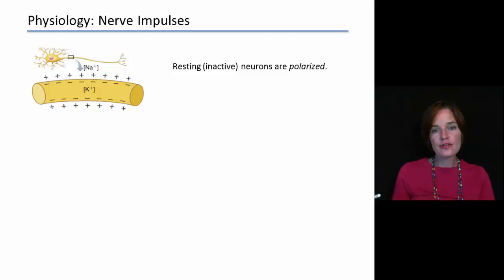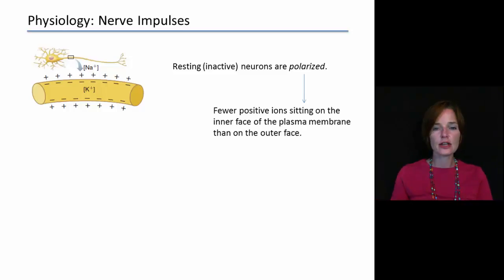If we look at the overall physiology of the nerve impulse, so how everything is going to work, we have a picture here that is showing us what the axon is going to look like. And in this picture, we have a resting or an inactive neuron. Inactive neurons are going to be polarized. And what we mean by that is that there are going to be fewer positive ions on the inner face of the plasma membrane, so in the cytoplasm inside that cell, than we actually have on the outer face, in the surrounding areas. So notice that it's extra negative on the inside, more positive on the outside.